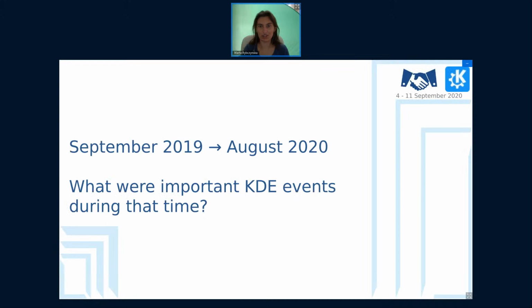When we start research, we define the observation time period. From Academy to Academy, from September 2019 to August 2020. So, what were the important KDE events during that time? Please use the chat and write down what you think was important, what you find important, what you've read on the different news sites. From the Academy to Academy, the Academy of 2019 included.